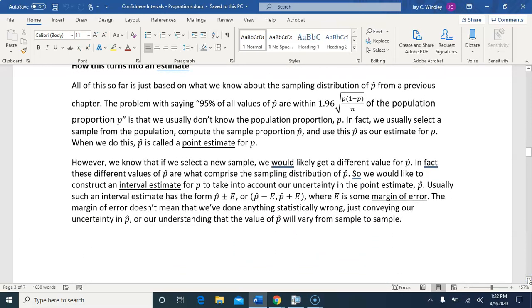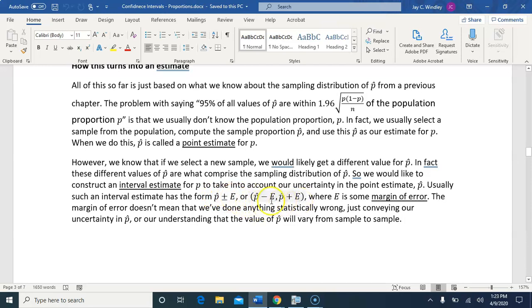However, we know that different samples will result in different values of p-hat. And in fact, it's all of those different values of p-hat that make up the sampling distribution of p-hat. So we would like to construct an interval estimate for p to take into account our uncertainty in the point estimate, to take into account the fact that p-hat will change from sample to sample. And usually an interval estimate has a format like this: p-hat, which is our point estimate, plus or minus some margin of error.